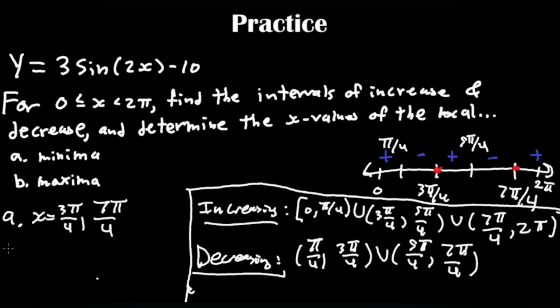For part B, our function will have maxima where our first derivative switches from positive to negative. That happens at x equals pi over 4 and x equals 5 pi over 4. So these points.